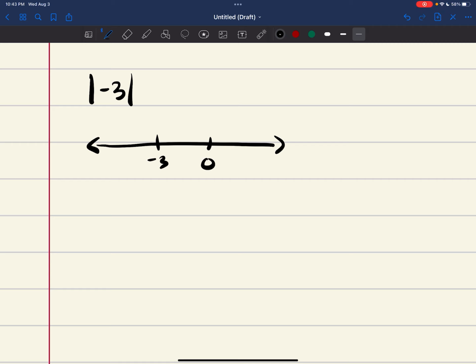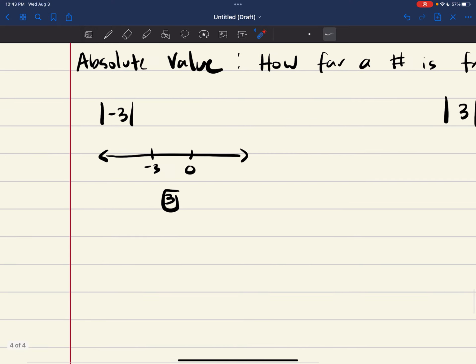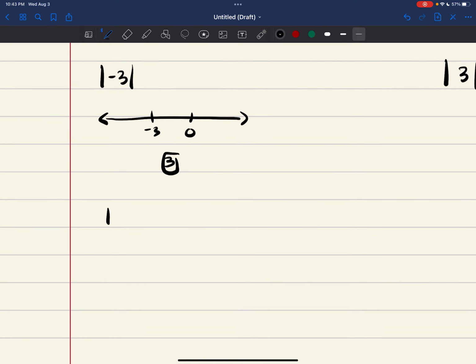Well, if I were to count this, that's just going to be 3, right? Because the distance between negative 3 and 0 is actually 3. So I have negative 2, negative 1, and if I start counting, I have 1, 2, 3, and you got it. That's going to be my answer. So basically, you have to handle whatever's inside the parentheses and then make it positive. So if I say the absolute value of negative 5, you're just going to say it's 5, right?